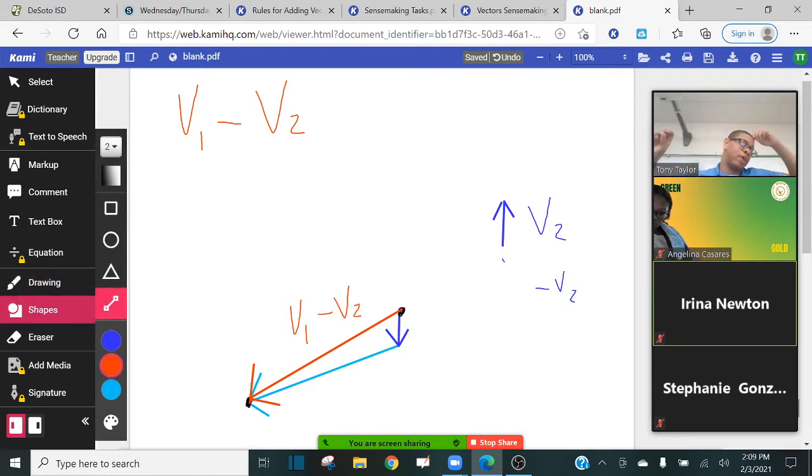Any questions on how to subtract vectors? Y'all got that?